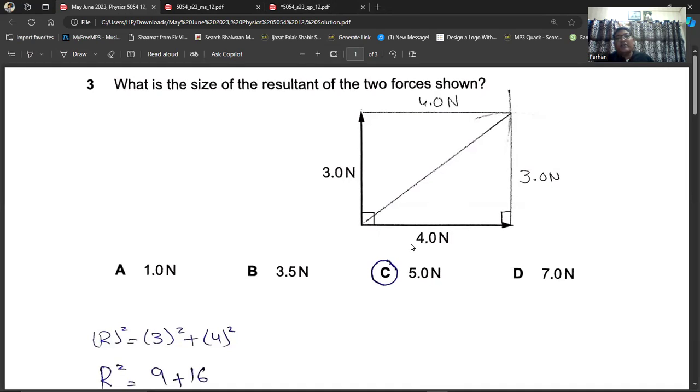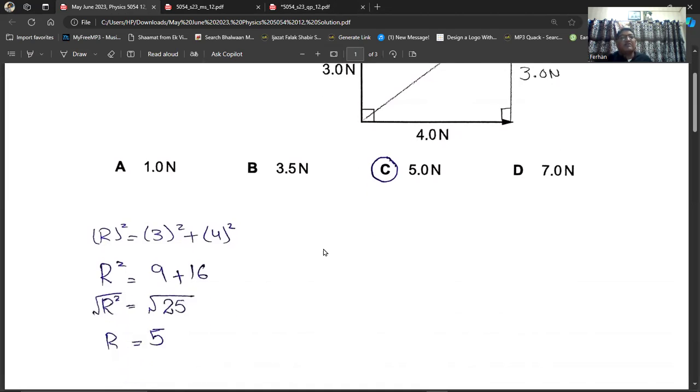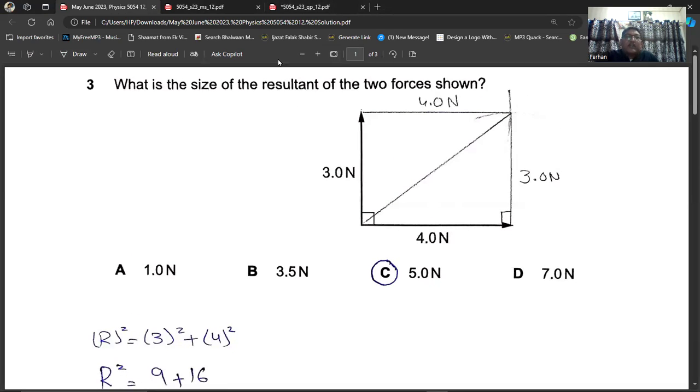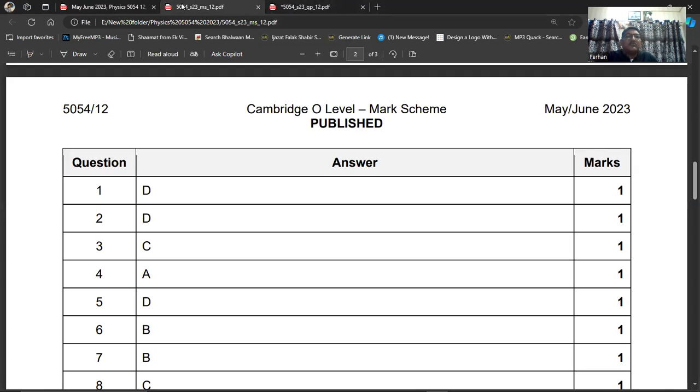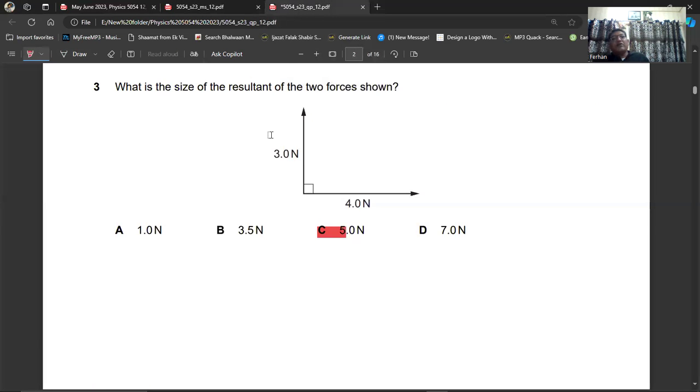You can apply Pythagoras also because it's a right angle triangle. You know its base and you know its perpendicular, so you can find its hypotenuse. Hypotenuse is the resultant here. So r square is equal to 3 square plus 4 square. That's r square is equal to 9 plus 16. R square is equal to 25. Take the square root on both sides and you will get 5. So the answer is 5. I think C is the choice. Question number 3, C is the choice. So we are going to the next question.